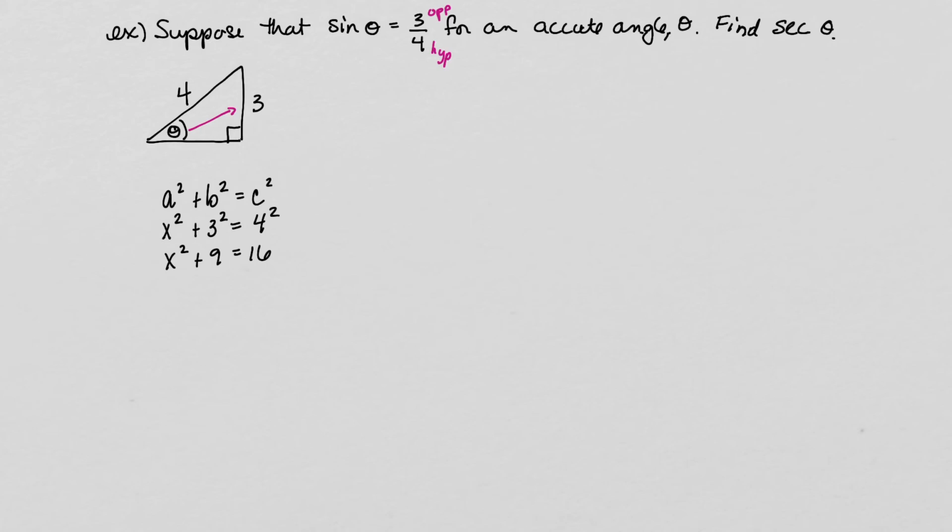So we're going to subtract 9 from both sides. If I subtract 9 from both sides, I get x squared equals 7. And then if I take the square root, x is going to be plus or minus the square root of 7. So this side here, we're going to make the positive square root of 7, our missing side. Question.